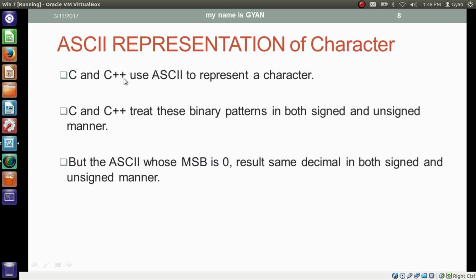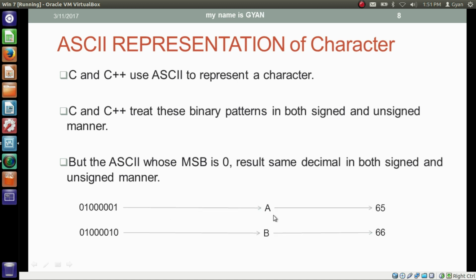C and C++ use ASCII to represent a character. C and C++ treat these binary patterns in both signed and unsigned manner. But the ASCII whose MSB is 0 results in the same decimal in both signed and unsigned manner. If you are not sure what is signed and unsigned integer, then please watch my previous videos in this session. Links are given in the video description below.